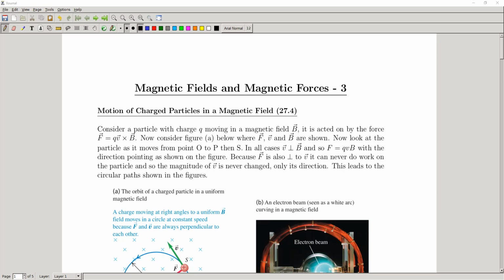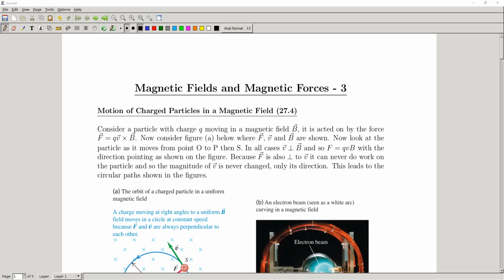Okay, this is going to be our third video on magnetic fields and magnetic forces. In this video, we're going to be covering two sections: section 27.4 and section 27.5. Section 27.4 is all about one interesting result that we can pull out of our magnetic force equation. Definitely something worth looking at, and something that we could use to answer questions in the future.